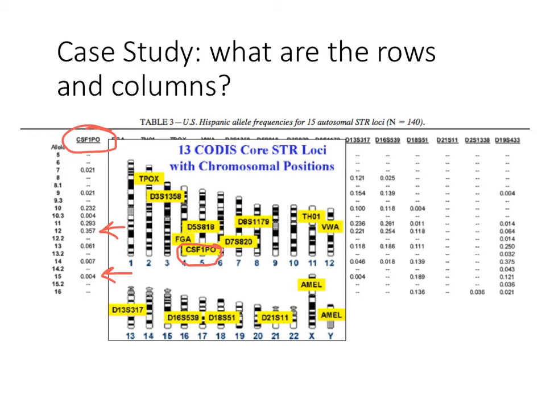So the columns are the different microsatellites, different regions of different chromosomes, and each row shows the frequency of each number of repeats at these different sites. So 15 was the most rare, 12 looks like the most common.